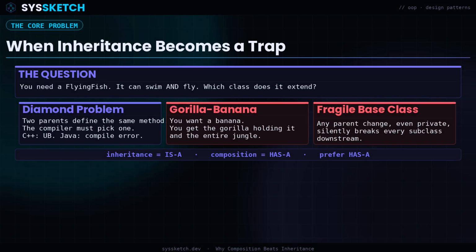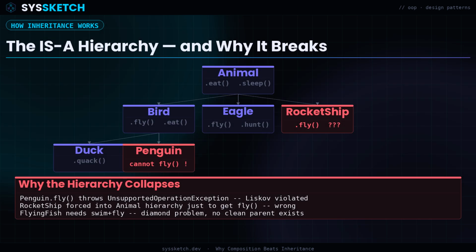You can recognize an inheritance problem by three symptoms. First, the diamond problem. Two parent classes define a method with the same name and the compiler has to pick one. In C++, you get undefined behavior. In Java, you get a compilation error.